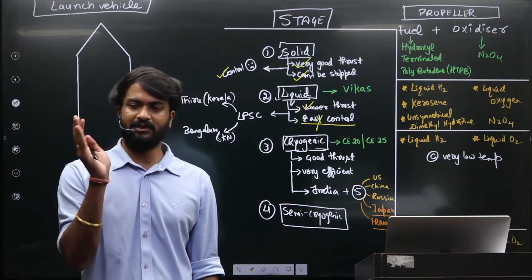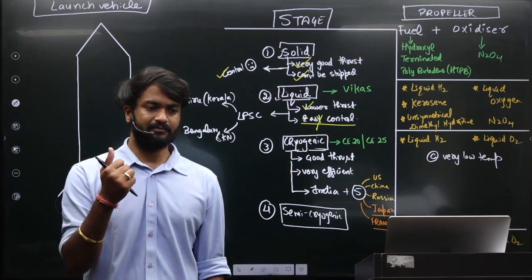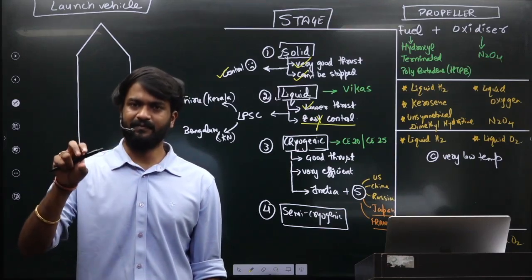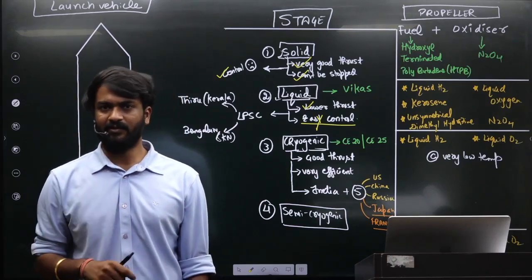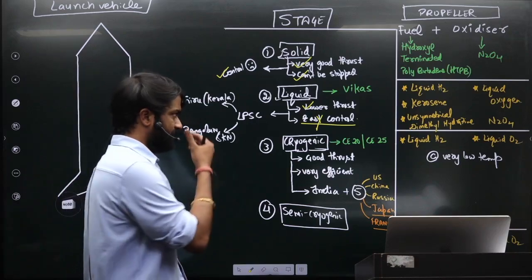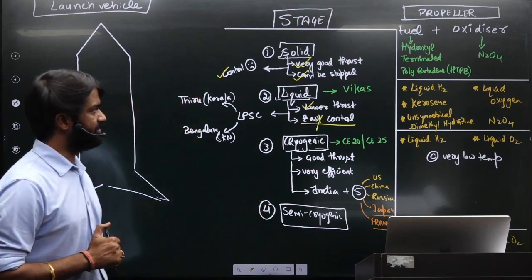Whenever you want to shut down, just block the passing of the fuel, or the liquid. Just shut off the shutter, then you will be able to control the reaction. And if you are able to control the reaction, you will be able to control the liquid fuel engine.